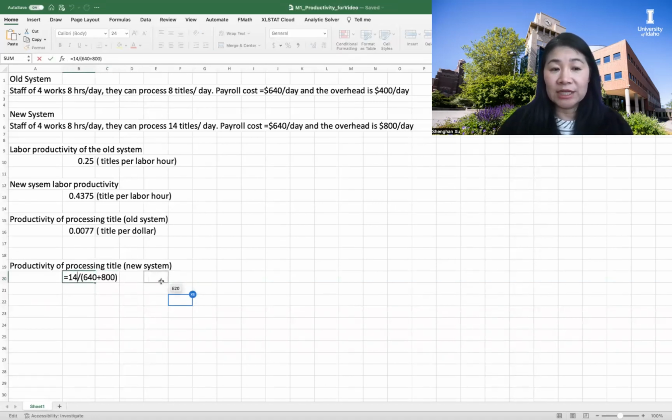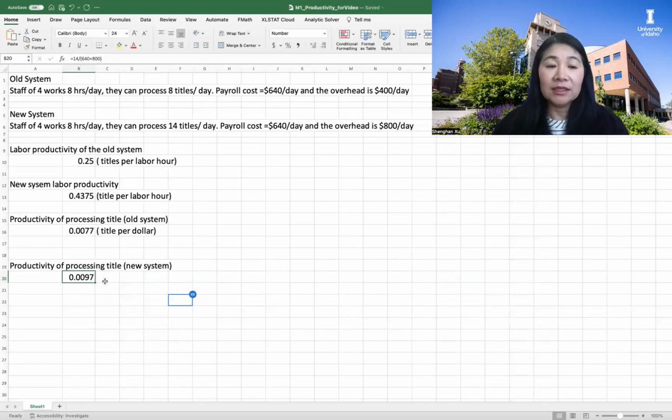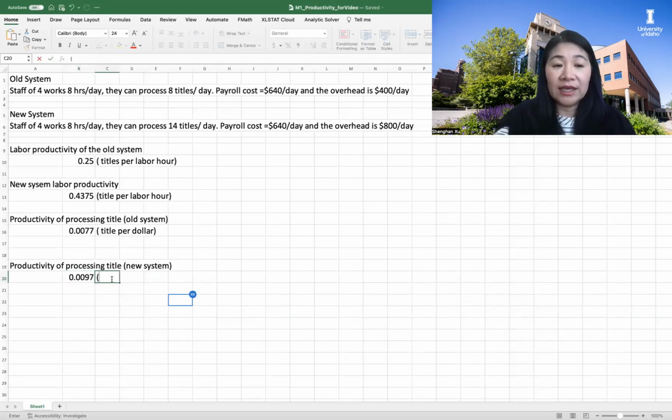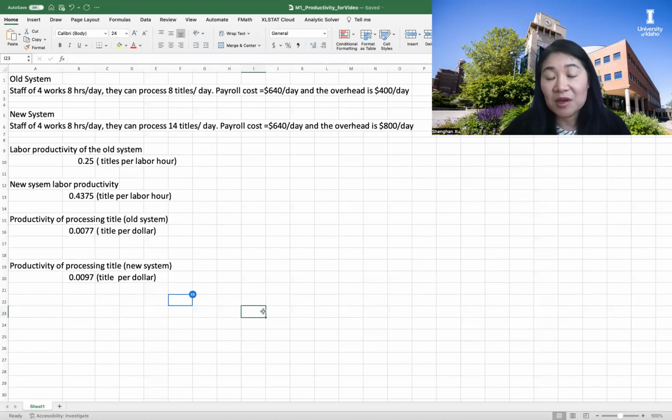And then the new system, of course, this is with a new dollar amount as input, right? You process 14. So in the new system, each dollar can process 0.0097. Okay, so that's about it. It's a very simple concept, but keep in mind all your investment, all your process improvement, essentially you want to measure it. Does my productivity increase? Okay, so that's about it.